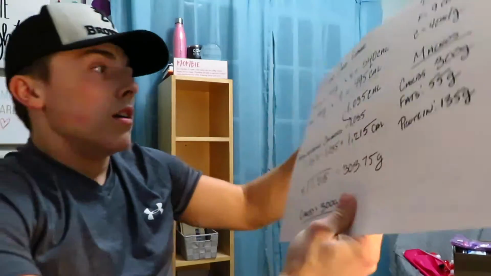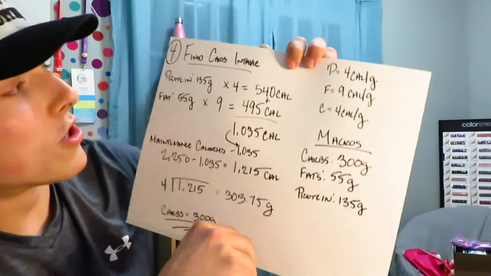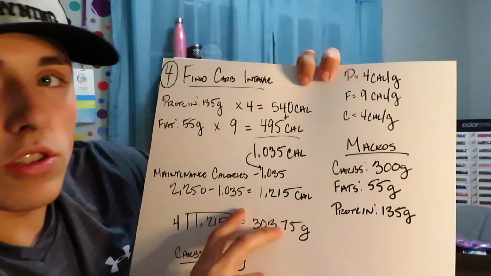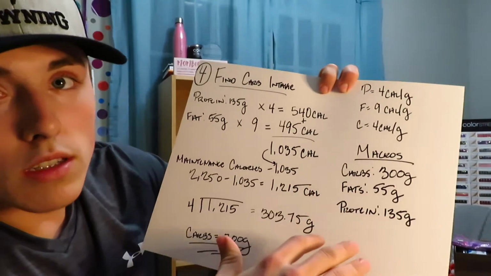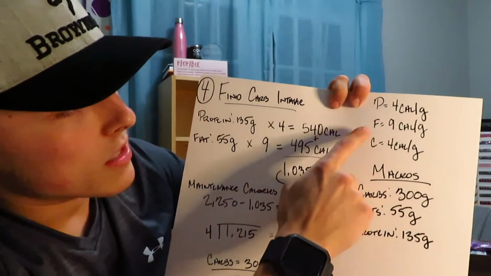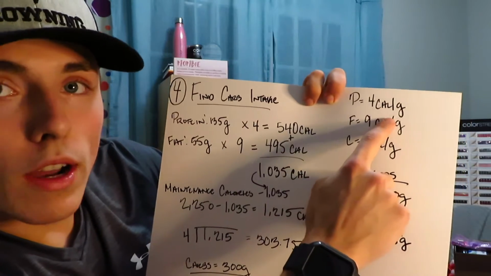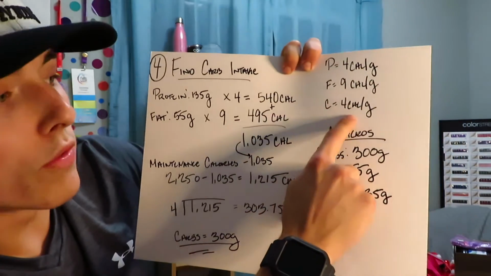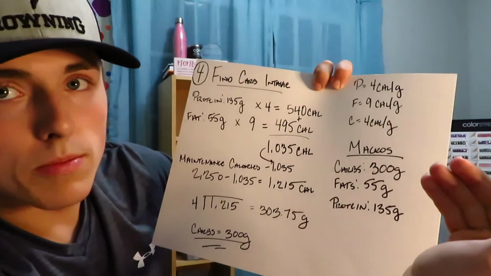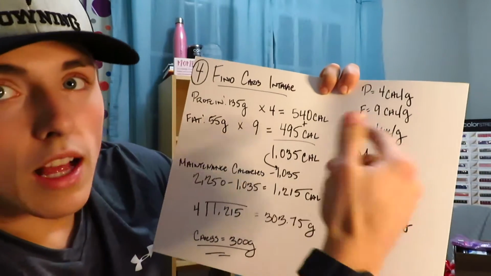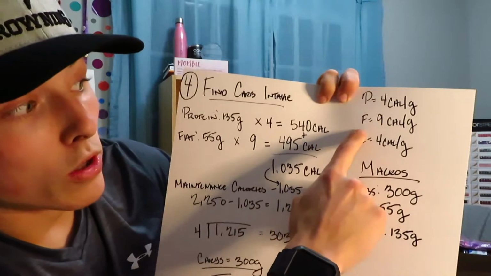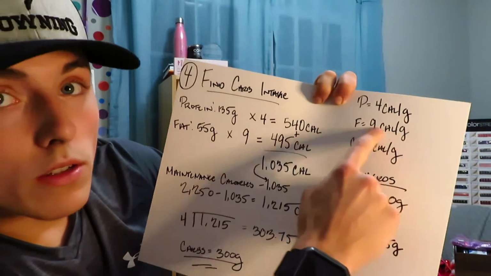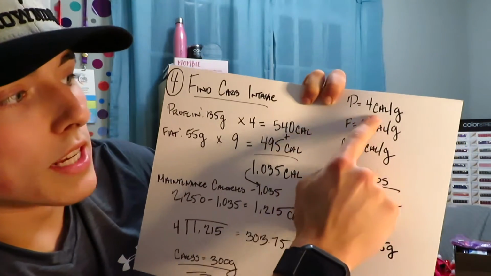So last thing we got to calculate is carbs. So carbs aren't too bad. What you do need to know to calculate out your carbs is protein is 4 calories per gram, fat is 9 calories per gram, and carbs are 4 calories per gram. So basically what this means is if I eat 1 gram of carb, I'm taking 4 calories. If I eat 1 gram of fat, I'm taking 9 calories. If I eat 1 gram of protein, I'm taking 4 calories.